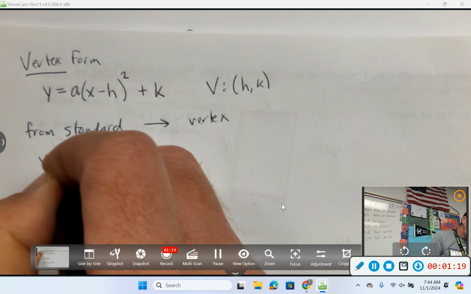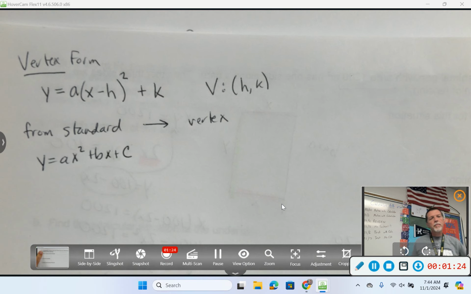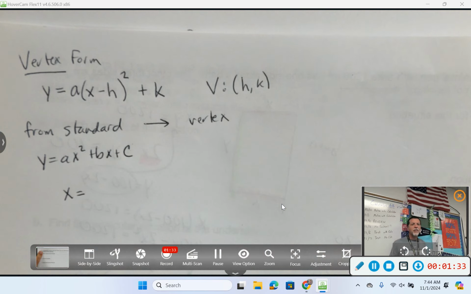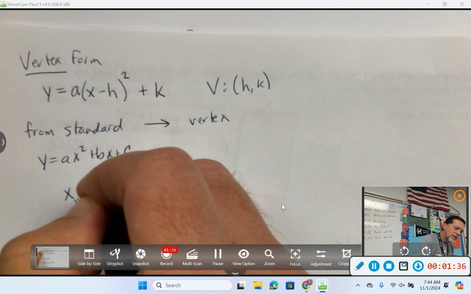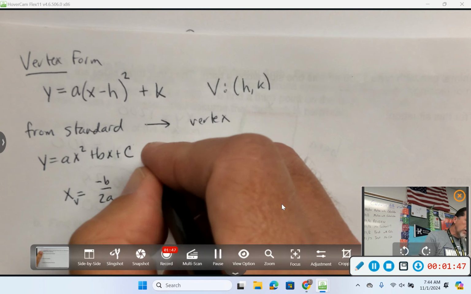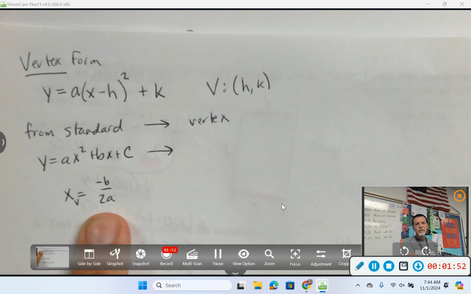Standard form is the one that looks like ax squared plus bx plus c. What do you have to do to graph that one? What's the x coordinate of the vertex? Negative b over 2a, and then you plug it in. That gets you a point. Is that complete the square? That's complete the square.